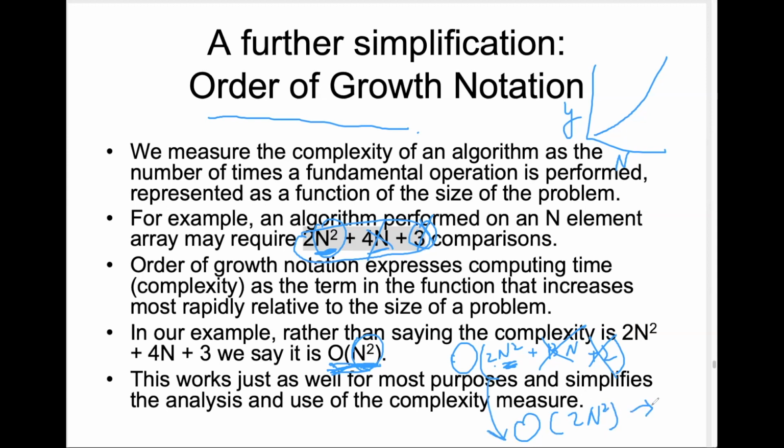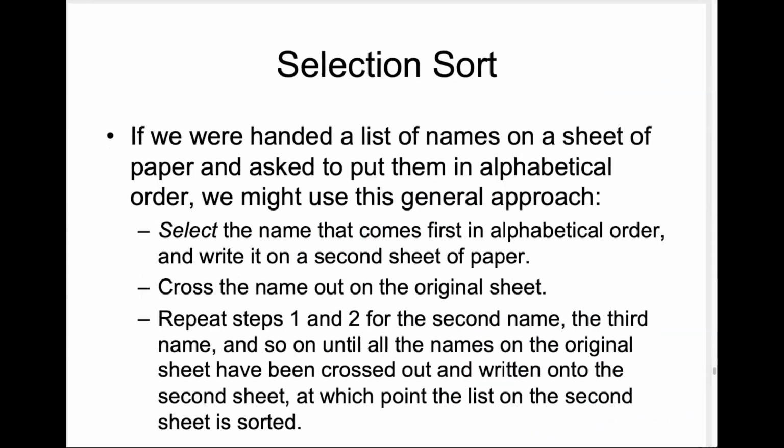Rule number 2 is if this term 2n squared is a product of several factors, all of the constants are omitted. 2 is a constant, so it's omitted. So we end up with O of n squared. That's generally the rules when figuring out the final order of growth with respect to an algorithm that requires this many comparisons. Let's move forward to the next slide.